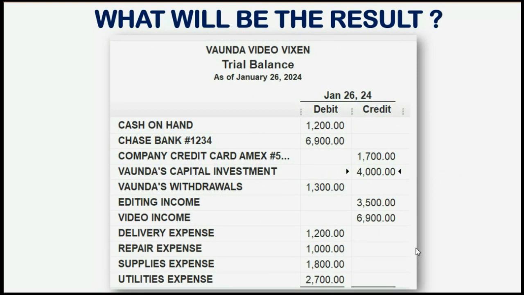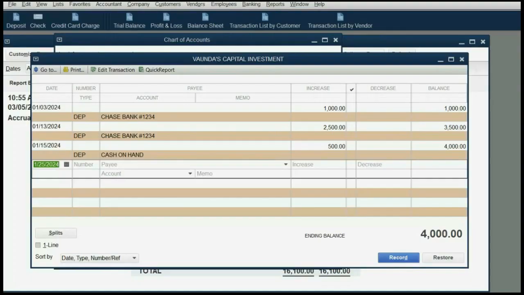Well, if we record this properly, what should be the result in the trial balance? Well, the supplies expense now has $80 more that we paid because the company used $80 more in supplies. So that will increase by $80 and become $1,880. And because the money came from the owner's personal non-business funds, Vonda's capital investment will increase by the same $80 and become $4,080. Let's take a look.